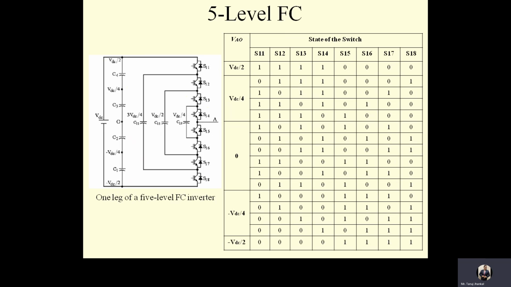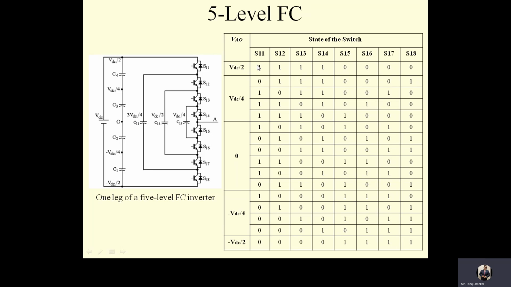Okay, so if we talk about the 5-level inverter of FC topology, here are 1, 2, 3 different floating capacitors providing 3 different voltage levels: VDC by 4, VDC by 2, 3 VDC by 4, and here are 4 different capacitors, which is n minus 1 number of capacitors used for the source main supply point.